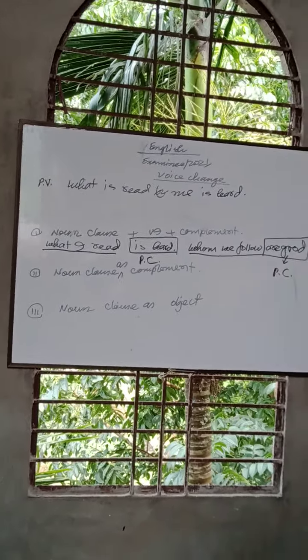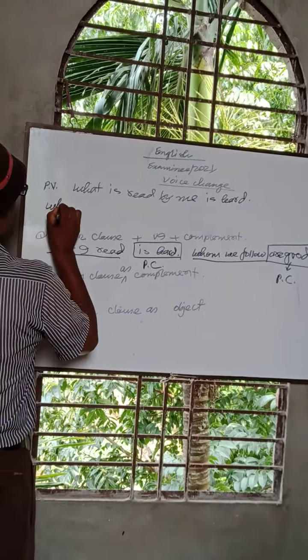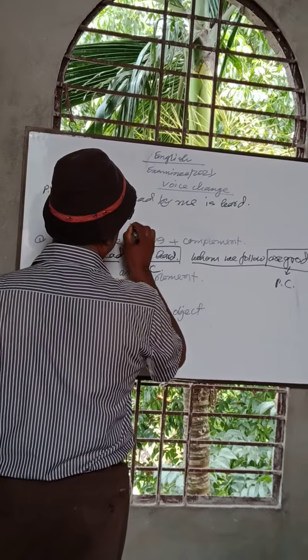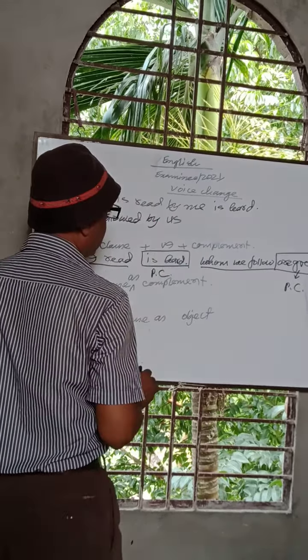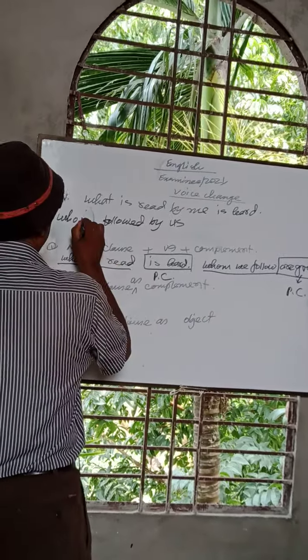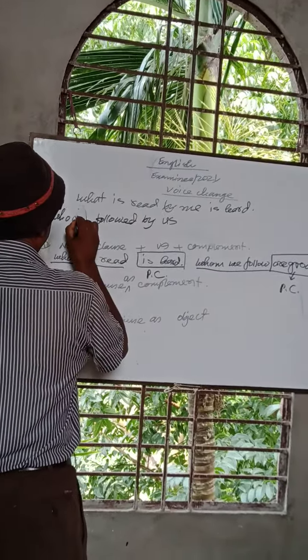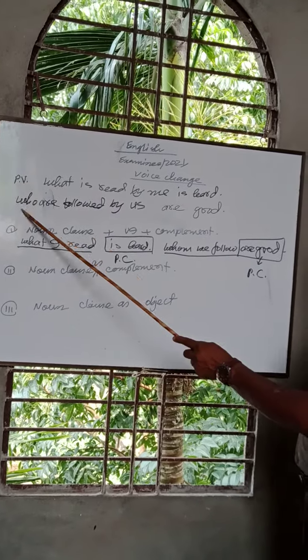In the same way, whom we follow: who is followed by us. Sorry. Whom we follow, here it is plural. Who are followed by us are good. Who are followed by us are good. Clear?